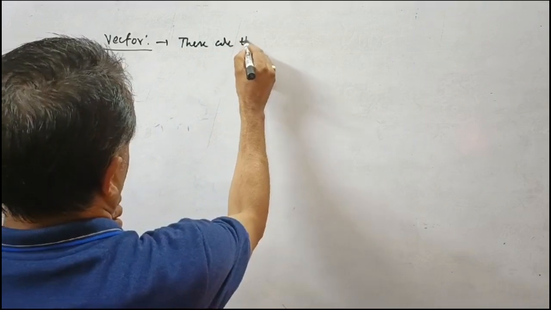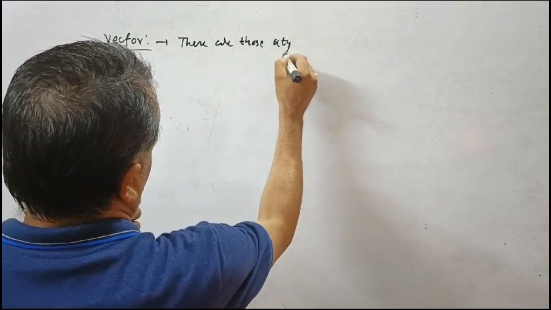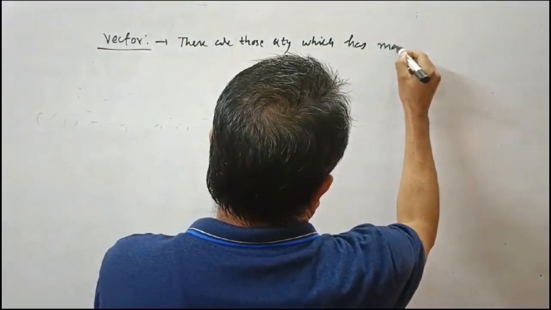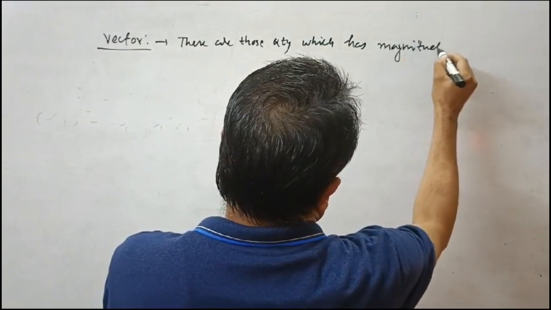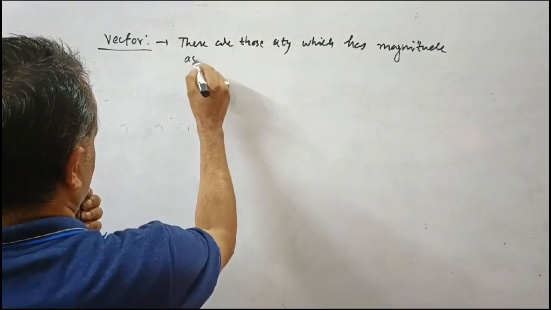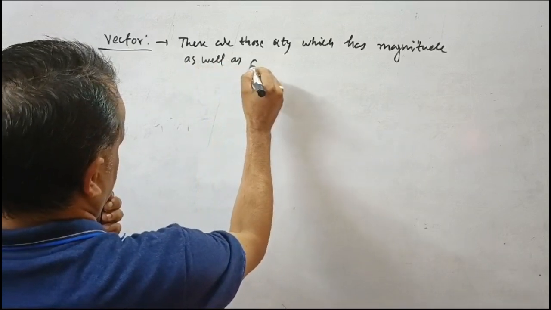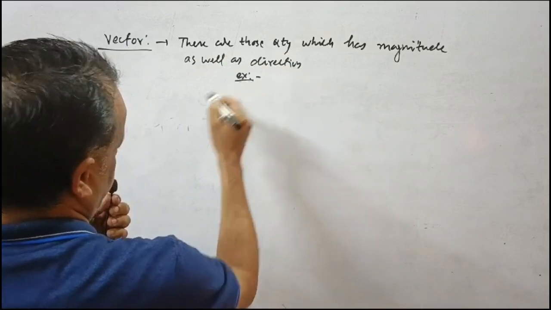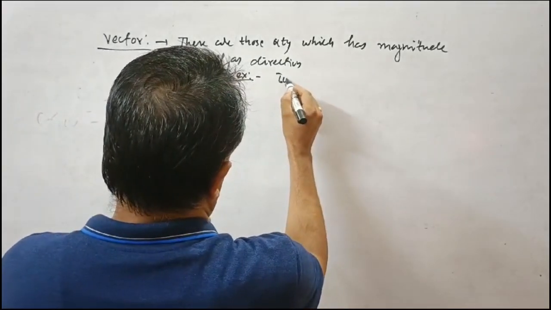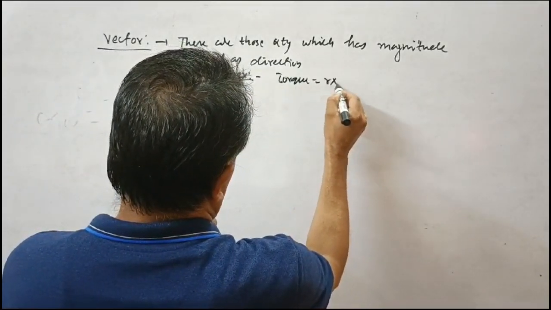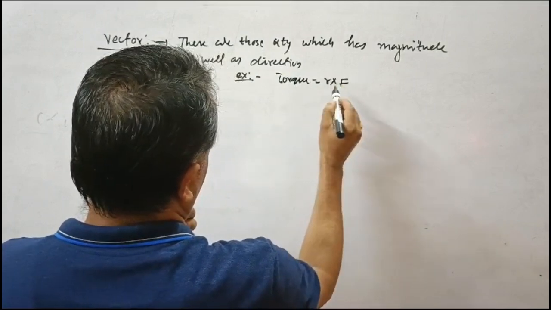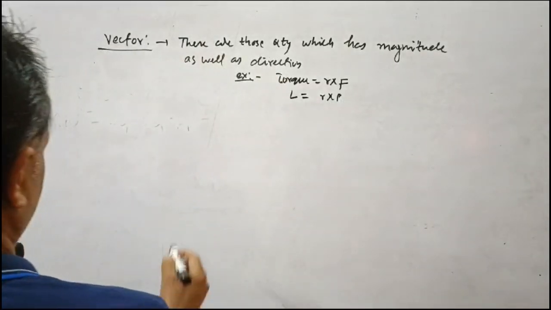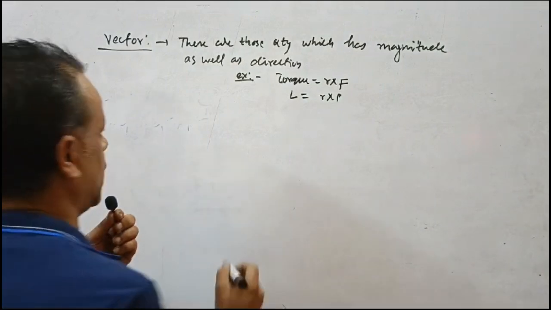These are those quantities which have magnitude as well as direction. For example, we have torque, that is equal to R cross F, then we have angular momentum, that is R cross P. These are vector quantities which have magnitude as well as direction.